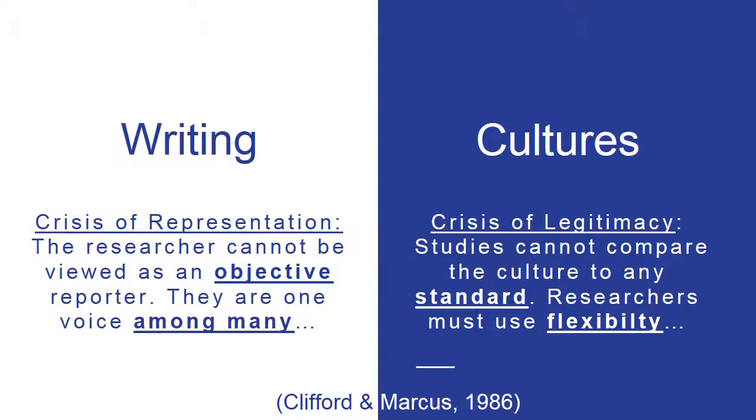In the late 1980s, a book called Writing Culture was written by James Clifford and George Marcus, and they covered crises within ethnographic design. The first crisis was the crisis of representation, which means that the perspective of a researcher can never be totally objective. This led to the crisis of legitimacy of the studies, which means that your perspective leads naturally to wanting to compare it to your own standard.